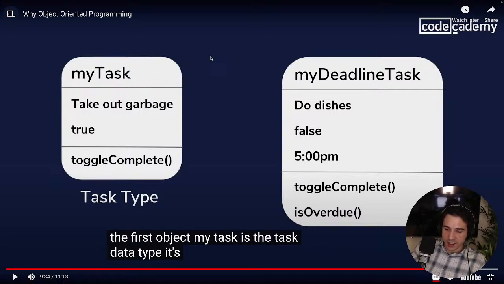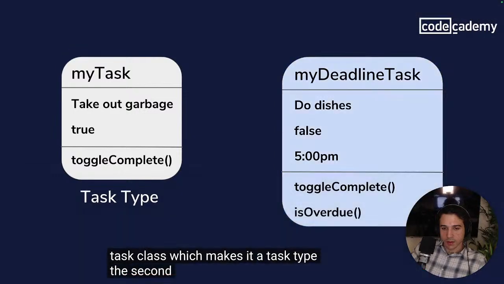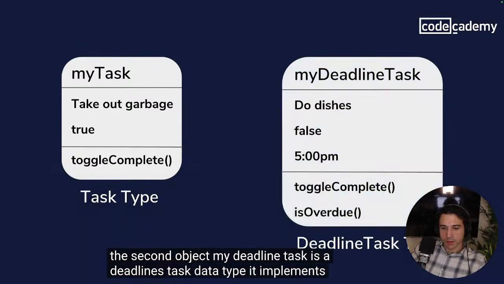So instead of int number equals 5 or string name equals geo, you do task myTask equals take out garbage and true. It's an implementation of the task class, which makes it a task type. The second object, myDeadlineTask, is a deadline task data type. It implements the deadline class.